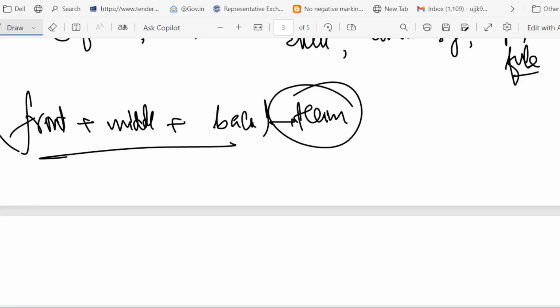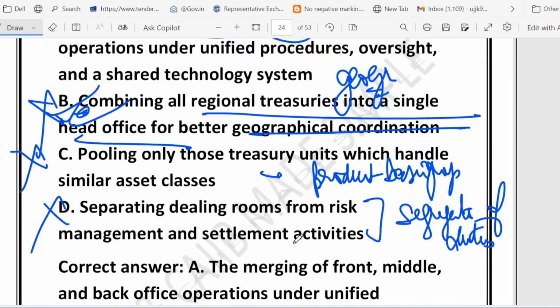You can think of it like a relay race. Instead of running separately, all these offices now pass the baton perfectly. I hope you like this simple breakdown. Now friends, have a look at the next question.